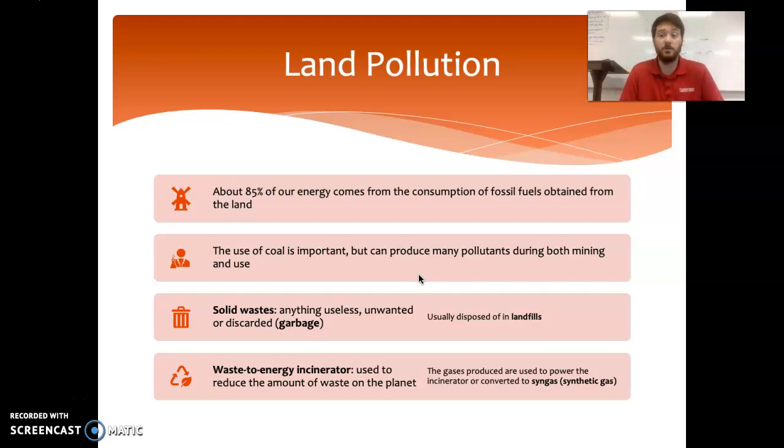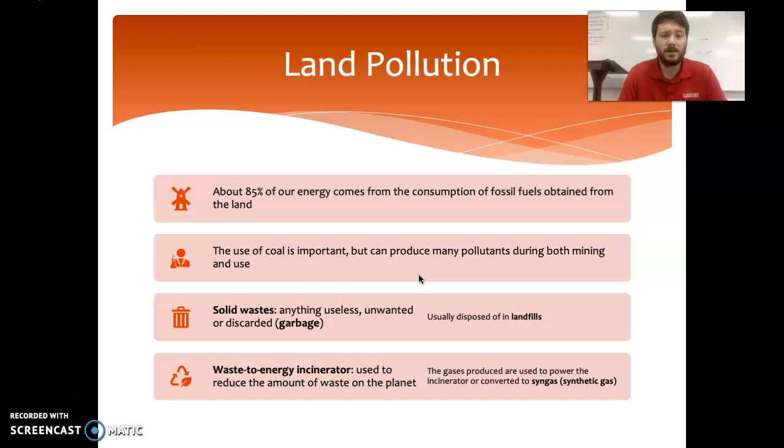Now, we can reduce our fossil fuel usage in a wise way. We can maybe turn things off when we're not using them. That would be a wise use of our resources. But fossil fuels are useful. The use of coal is important, and we do still need some coal.